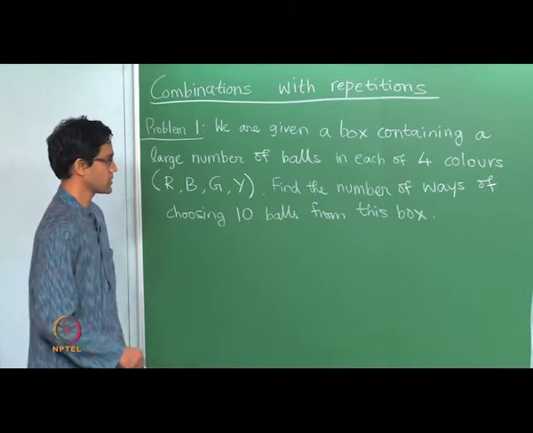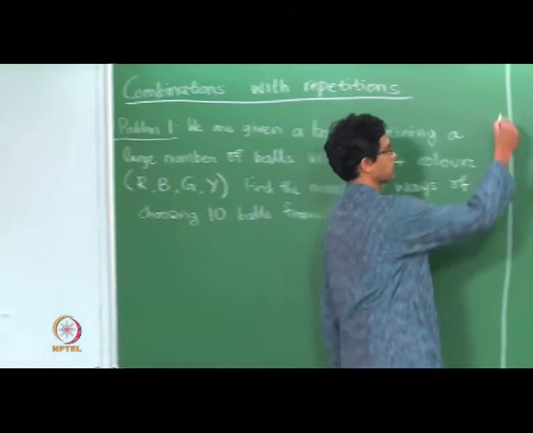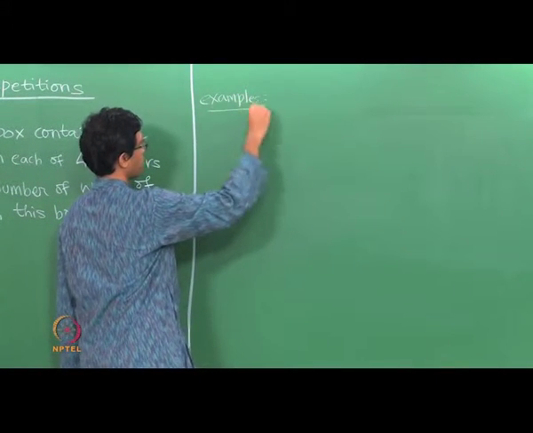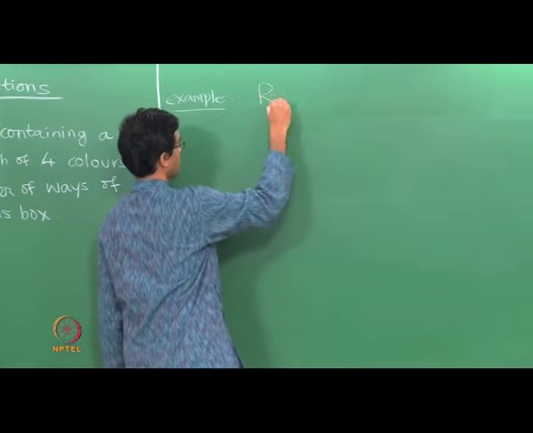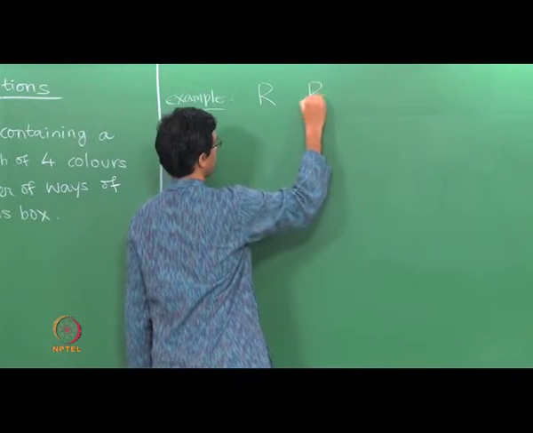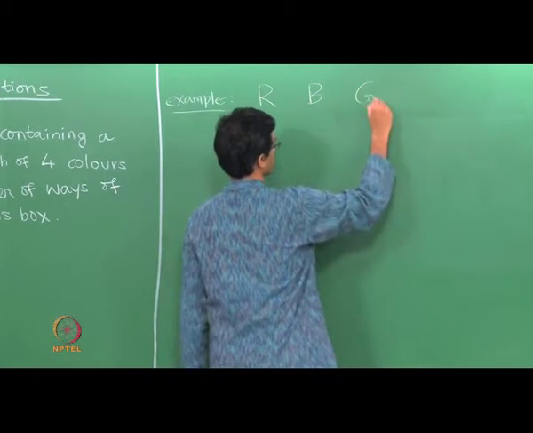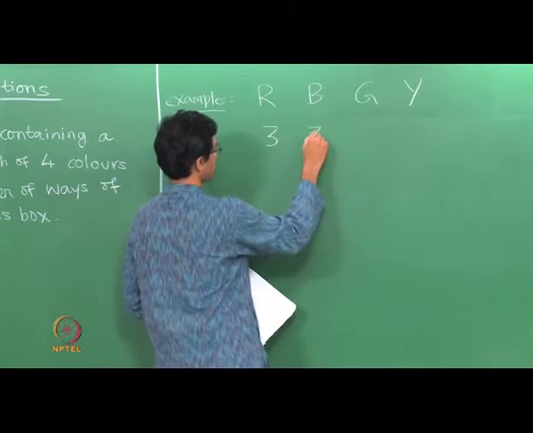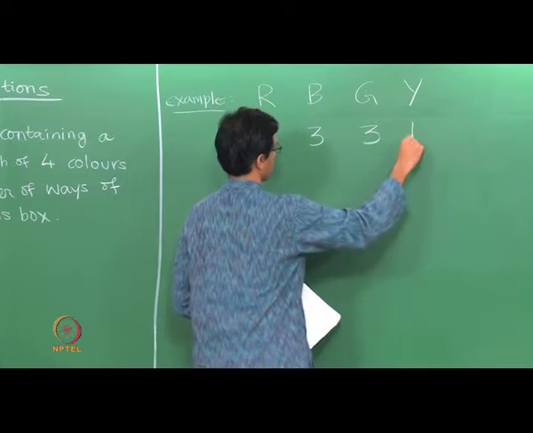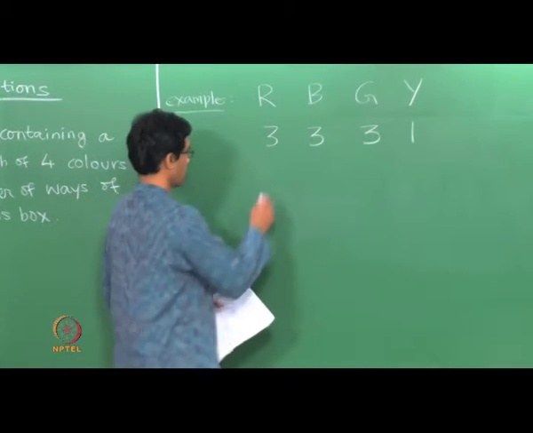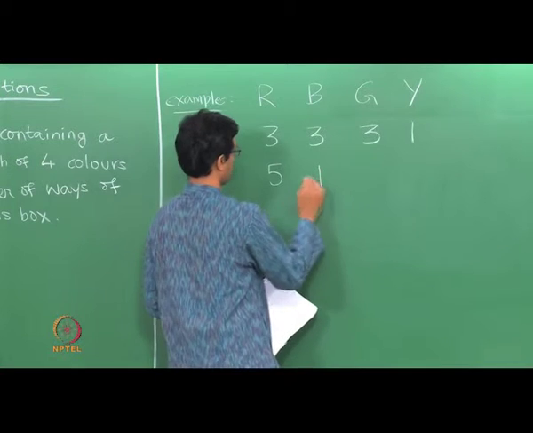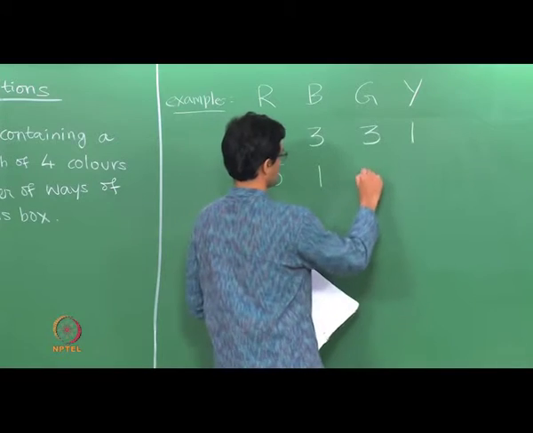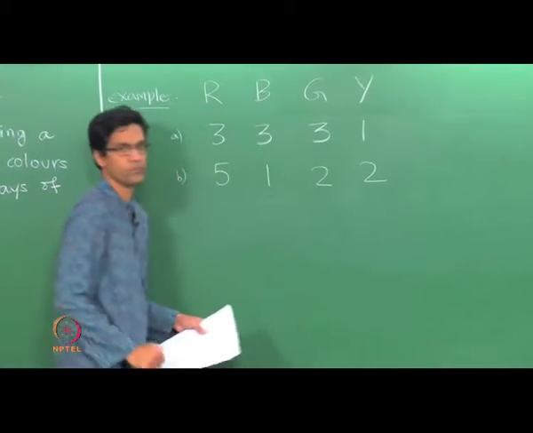Okay. So for instance, let's see what are various examples of choices. So let's just look at a few examples. So how would we encode a choice? We could keep track of the number of red balls, blue balls, green balls and yellow balls. So for instance, one choice could be, maybe we pick 3 red, 3 blue, 3 green and 1 yellow. Maybe we choose 5 red. So here's one possibility. Here's another choice. You could pick 5 red, 1 blue, say 2 each of green and yellow, okay, and so on.